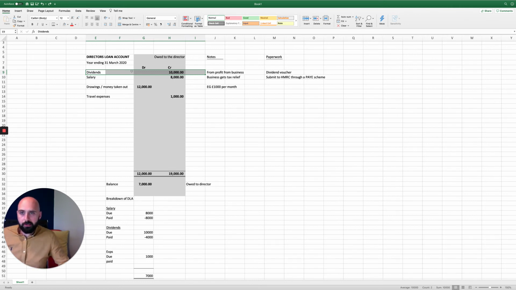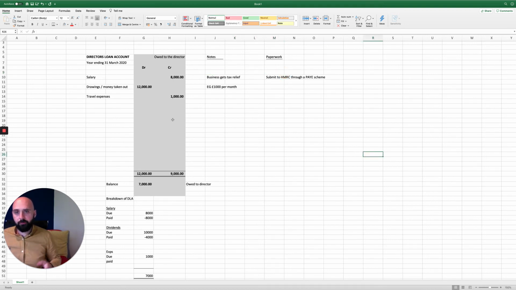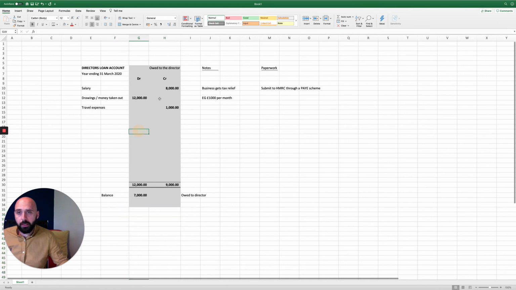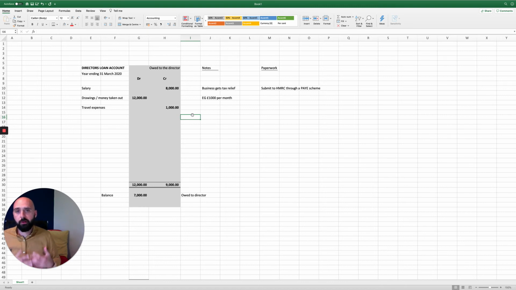So what happens is they don't know what the dividends are. So let's take away the dividends. Scrap that. Forget the dividends for a second. This is probably more akin to a practical example of what happens with a lot of our clients. So we know you've got a salary of £8,000, and as I mentioned before, it doesn't matter what you've paid; it's what we've processed, and we always process what's best for you as a taxpayer, what's most tax efficient. So the salary is still £8,000.